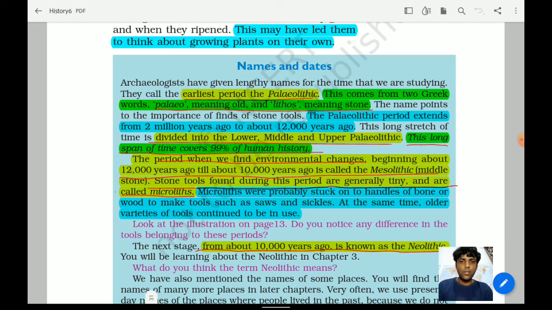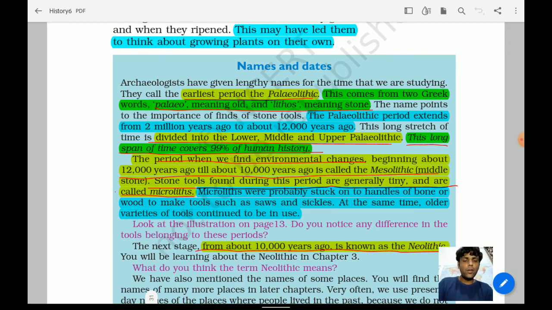Okay. Stone tools found during this period are generally tiny and are called microliths, because by that time people must have understood the utility of big tools or small tools. Their minds had developed. So rather than utilizing the big or heavy tools, they understood that if smaller stones can do the same work, then why use the big or heavy stones? They started using tiny or smaller stones, or smaller tools.